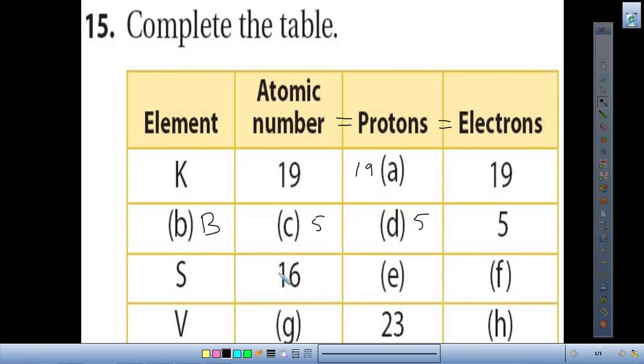Sulfur, my atomic number is 16. My protons equal the atomic number, and my electrons equal the protons. My vanadium here, I looked that up to find its name. Element number 23, that's the atomic number. It's the same as protons. And my electrons equal my protons.